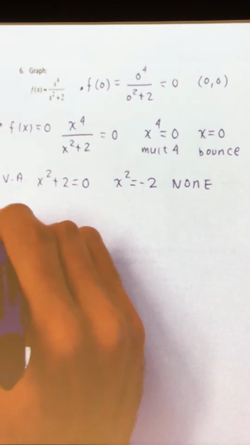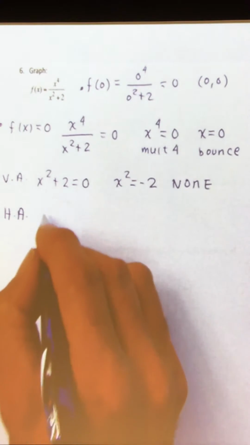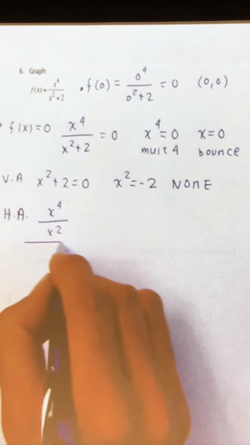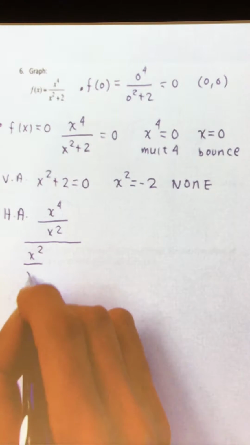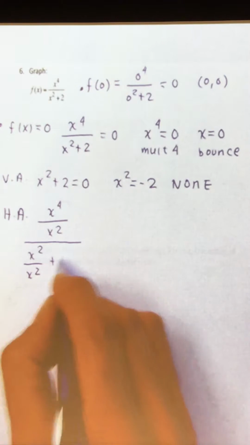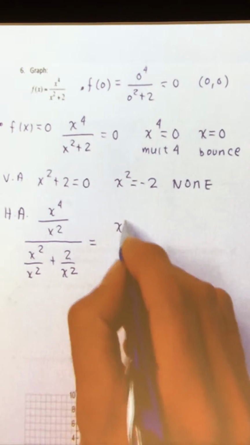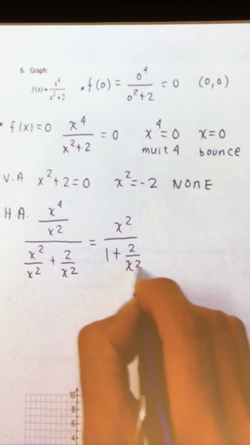We can get horizontal asymptotes. Using the same technique as before, the highest degree term that appears in the denominator is x squared, and we'll divide all terms by that dominant term that appears in the denominator. So dividing all terms by x squared, and then simplifying that result. In the numerator we have x squared, in the denominator we have 1 plus 2 over x squared.